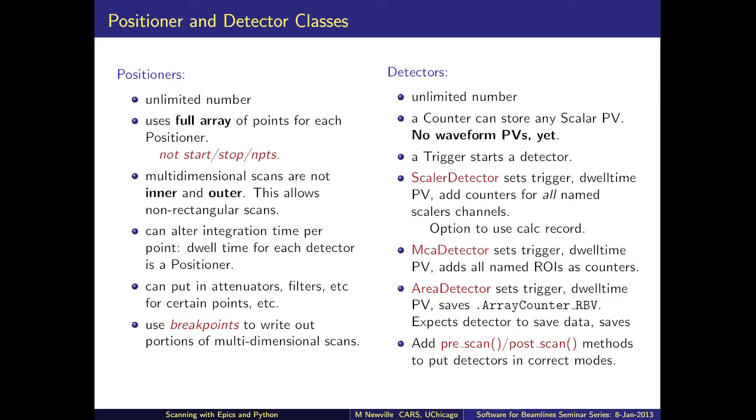You can declare as many positioners as you want, and you give it the full set of positions you want it to go over. There's not multiple dimensions, right? You have to engineer that yourself, right? Yeah, I'm interested in the opinions on this, but for me, being able to do non-rectangular scans is actually important.